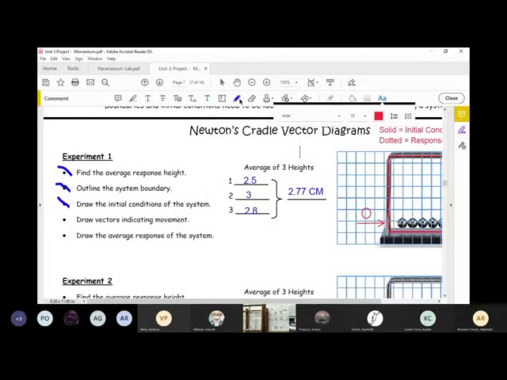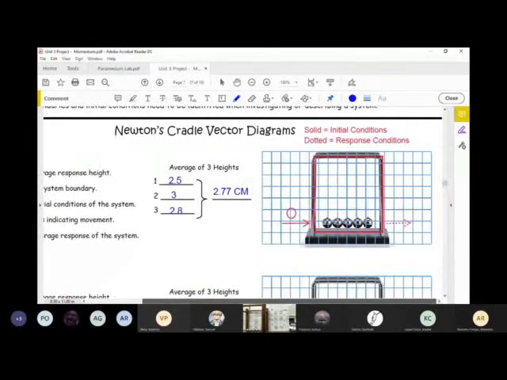Okay, I have now taken care of the vectors that indicate movement. Lastly, draw the average response. I'm only going to draw this average, which I've shown with the vector.